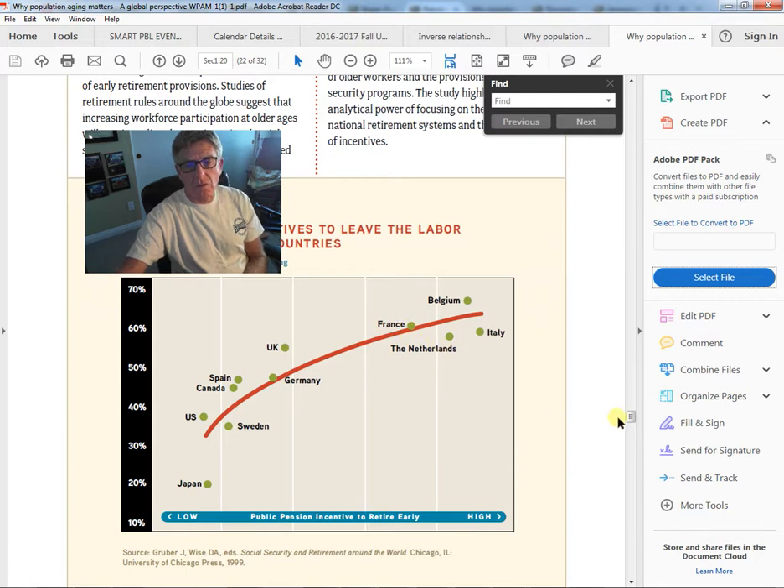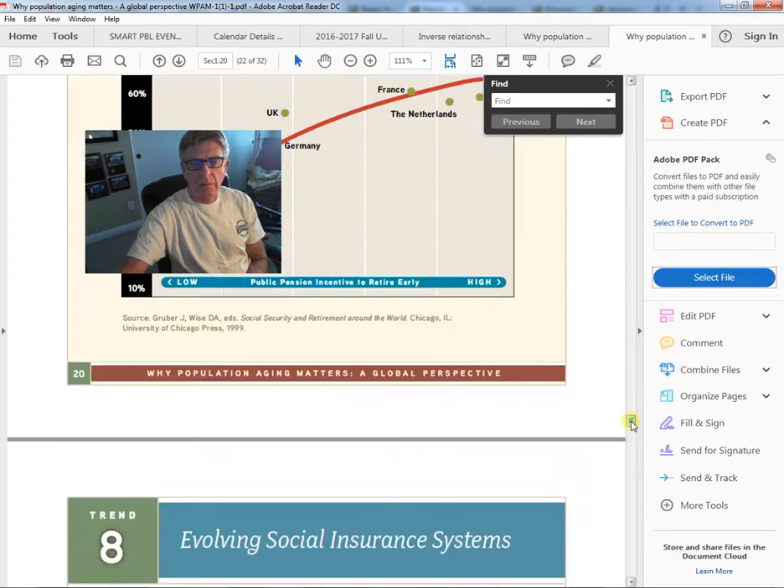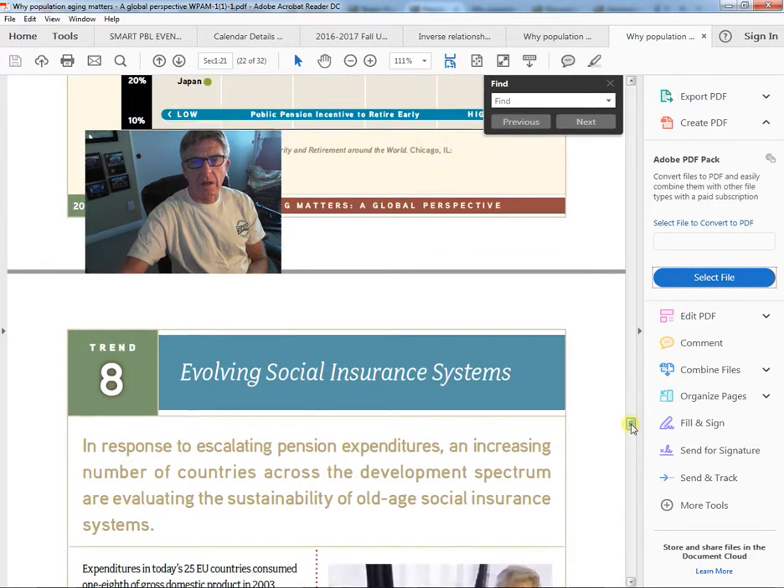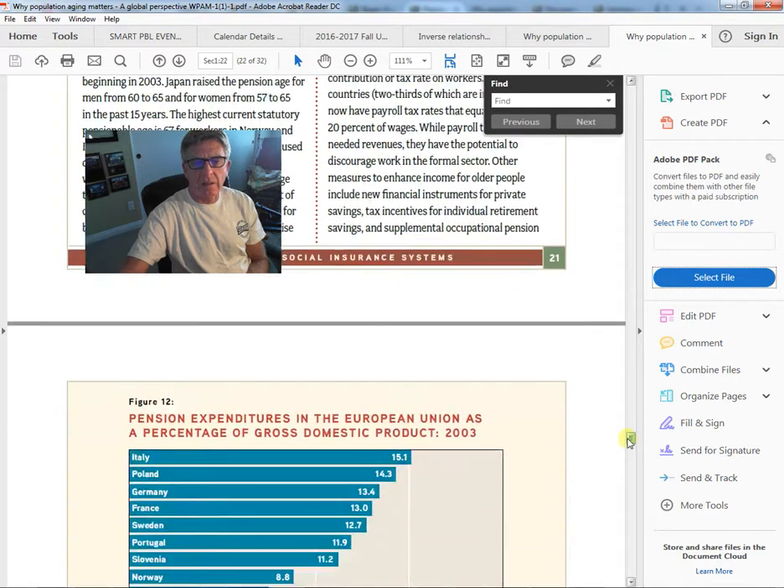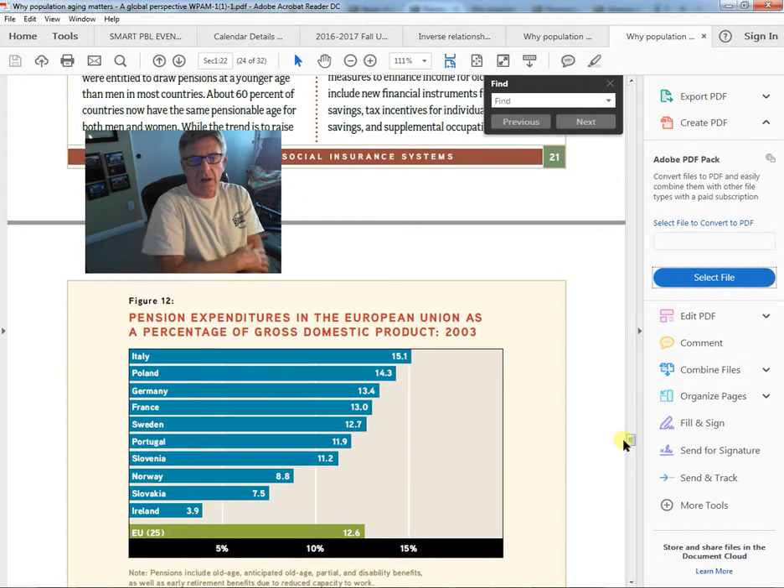Now this is a huge economic burden for the countries. And what you want to see right here is when we look down in this concept of these pensions, and we see the pension expenditures for the European Union as a percentage of gross domestic product.